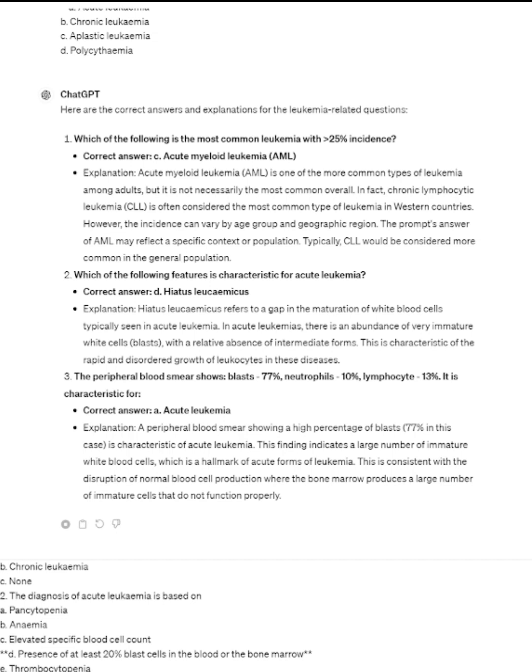3. The peripheral blood smear shows blasts 77%, neutrophils 10%, lymphocyte 13%. It is characteristic for correct answer, A. Acute leukemia. Explanation. A peripheral blood smear showing a high percentage of blasts, 77% in this case, is characteristic of acute leukemia. This finding indicates a large number of immature white blood cells, which is a hallmark of acute forms of leukemia. This is consistent with the disruption of normal blood cell production, where the bone marrow produces a large number of immature cells that do not function properly.